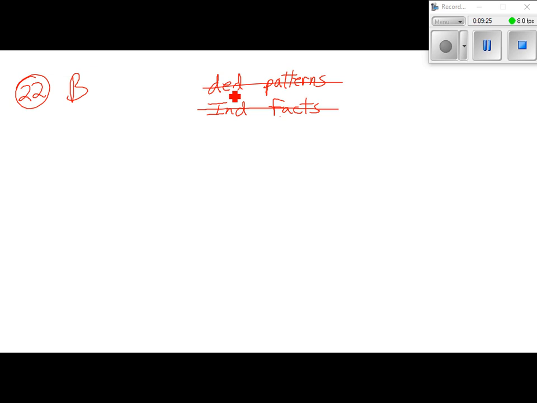Next one, 26. They give us this and want us to tell which property they're using. Angle EFG is congruent to angle EFG. Anything equals itself, that's a reflexive property, so the answer to that one is letter A.